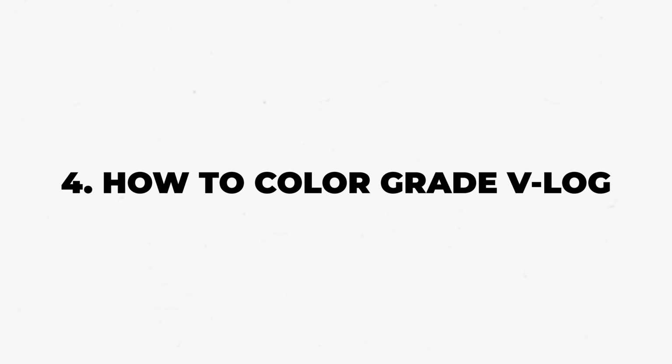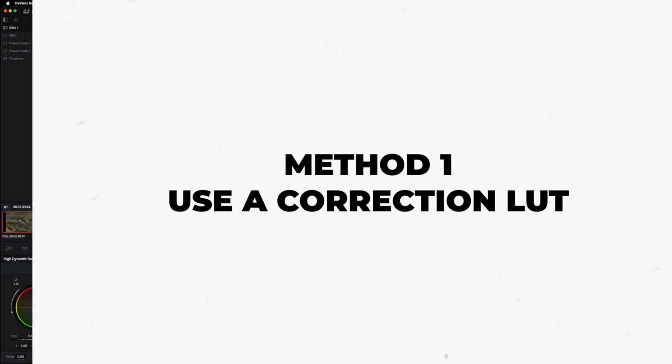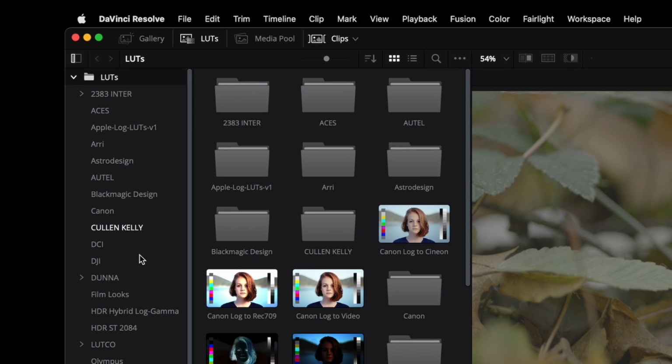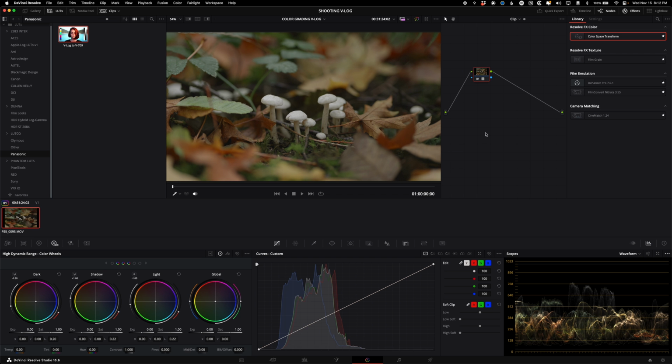So now we know how to expose our V-Log footage, so the final step is to color grade it so that it doesn't look like a flat gray blob. There are two main ways that you can correct V-Log footage in your color grading process to make it a normal looking image. The first is by using a correction LUT. Just like the LUT that's built into the camera, it applies a mathematical equation to convert V-Log footage into a viewable Rec. 709 output.